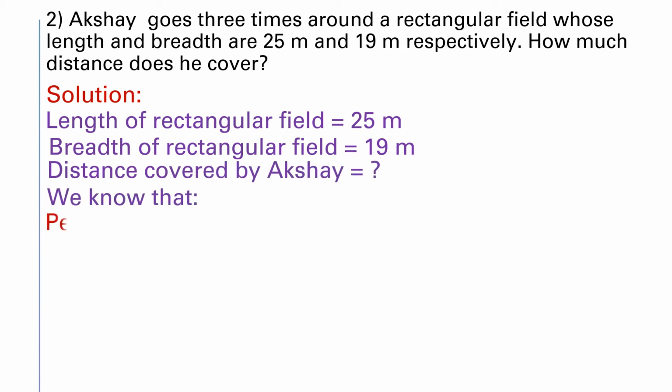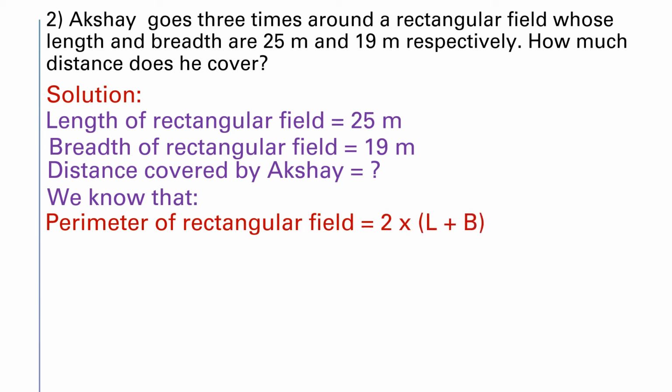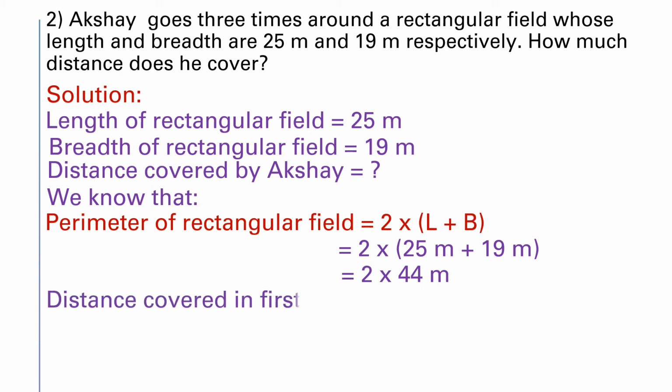We know that perimeter of rectangular field is equal to 2 multiply in bracket L plus B. Now put the value. 2 multiply in bracket 25 meter plus 19 meter. By BODMAS, first we solve the bracket. So do the addition. 25 meter plus 19 meter, we get 44 meter. So write down 2 multiply by 44 meter. Now do the multiplication. We get 88 meter. So distance covered in first time is equal to 88 meter.